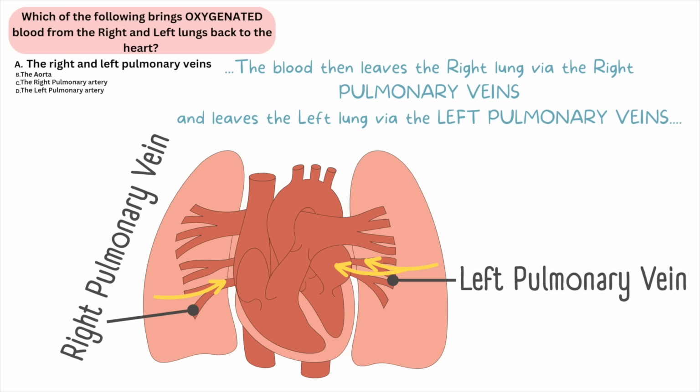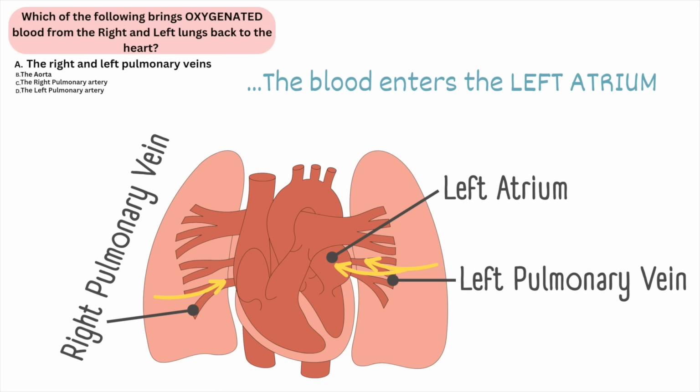Then they will meet at a small opening in the left atrium. So there is a small hole in the wall of the left atrium. You can't see it here, but it opens up and it allows blood to flow from the pulmonary veins into the left atrium. So question, is this blood here oxygenated or deoxygenated at this point? Oxygenated, yes. This blood just came from the lungs and it is full of oxygen.